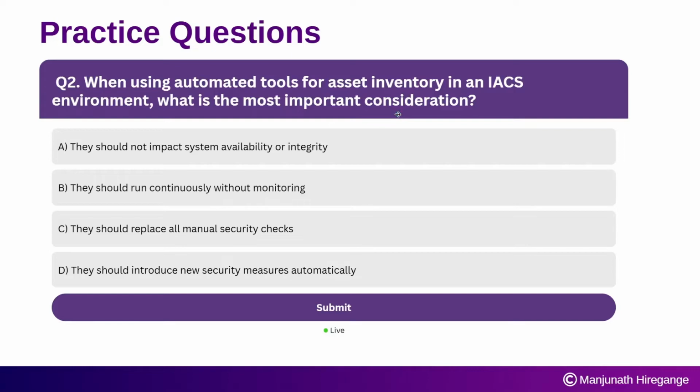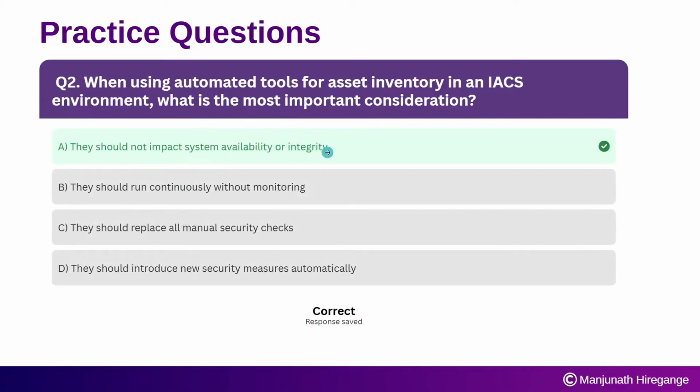The important consideration is that it should not impact system availability or integrity, because that is the most critical in the essential operations of industries like manufacturing, energy, utilities, marine, etc. Any disruption or impact from these automated tools can lead to downtime, production loss, or even safety risk, catastrophic events, fatalities. That's why all these tools must be carefully tested before deployment to ensure they do not interfere with your system operations or introduce security vulnerabilities. Hence, option A, they should not impact system availability or integrity, is the right answer.